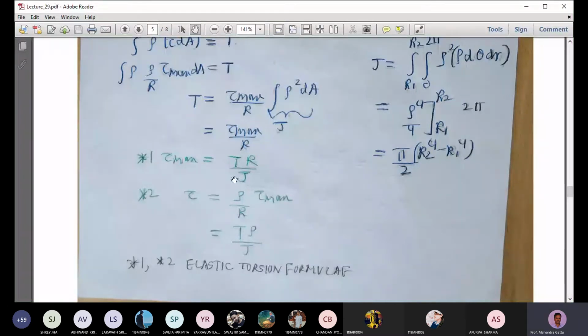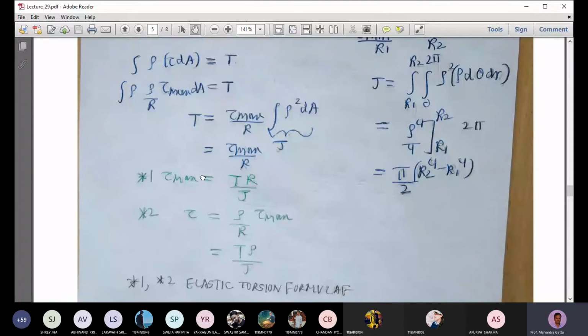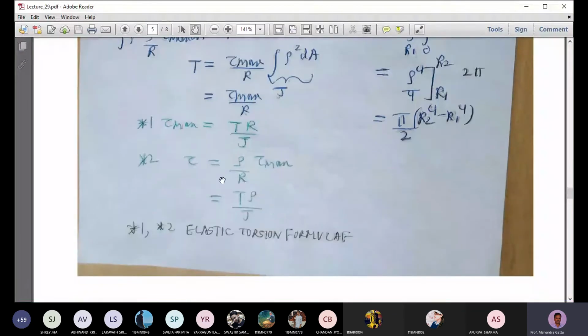And we can write the expression for shear stress at any point in the interior of the circle. The shear stress is equal to rho by r tau max. And instead of tau max, we use TR by J. So R and R will cancel out, we get T rho by J. So this is also the elastic torsion formula. The shear stress is the applied torque times the location of the point from the center of the circle, or the axis of the shaft, divided by J, the polar moment of inertia. Okay, so tau is equal to T rho by J.